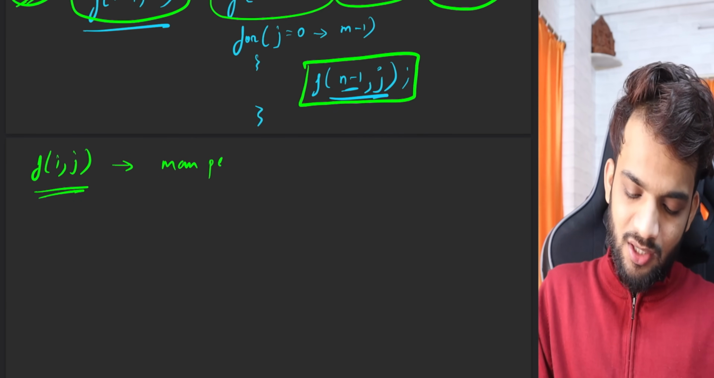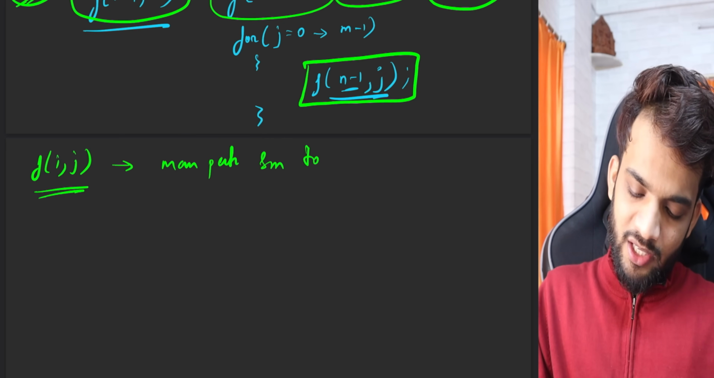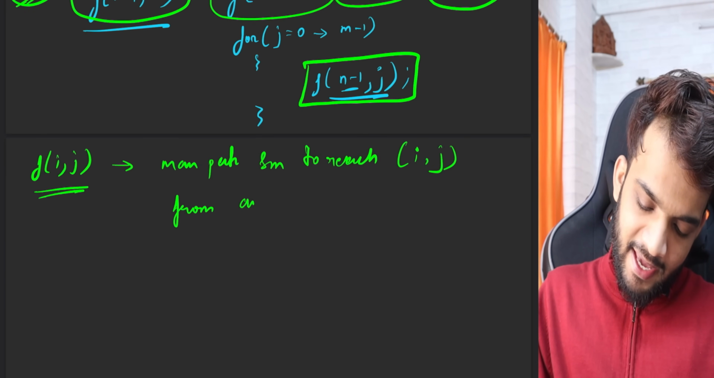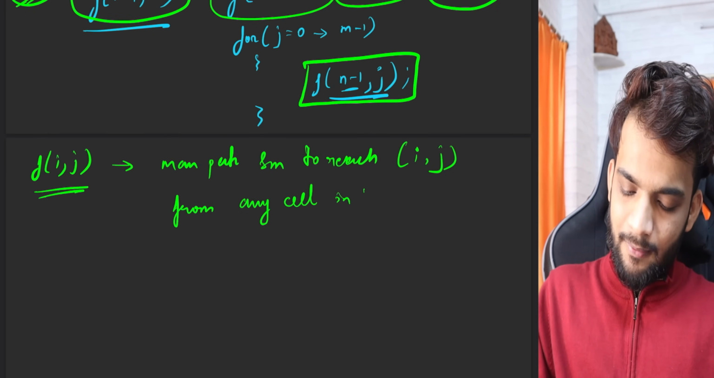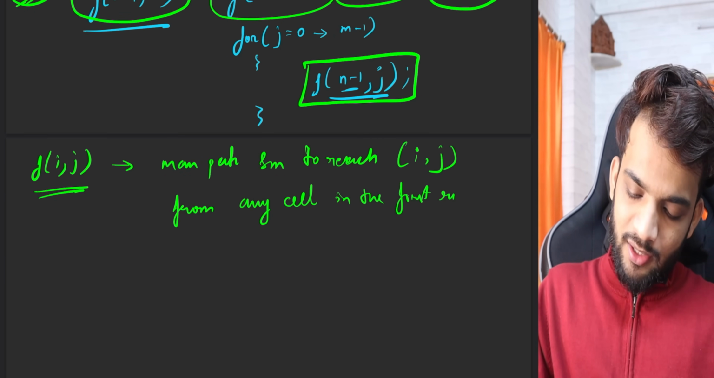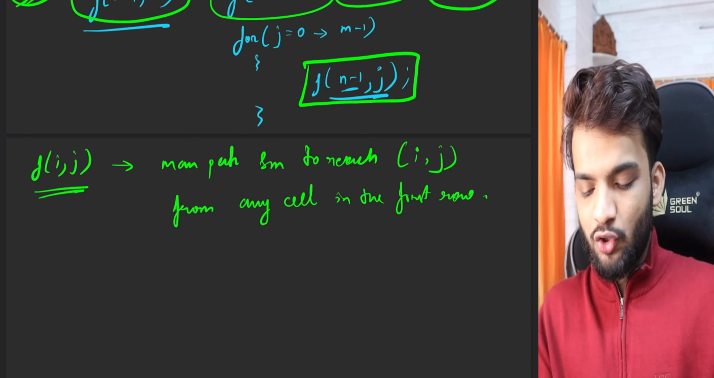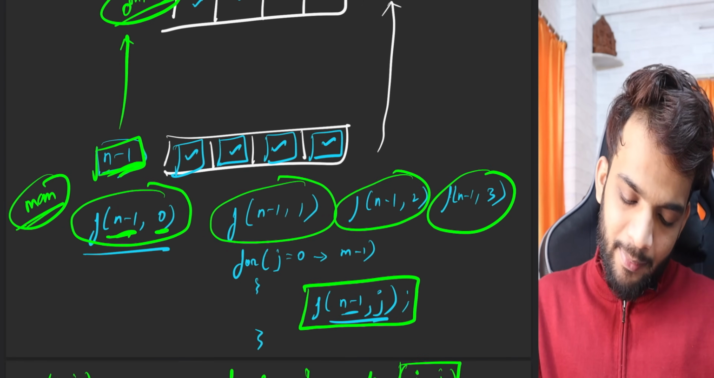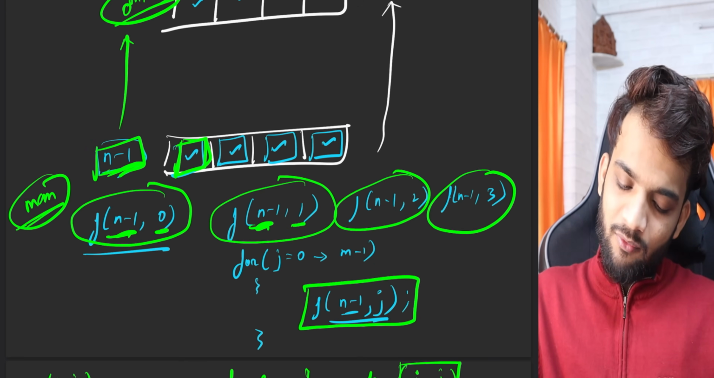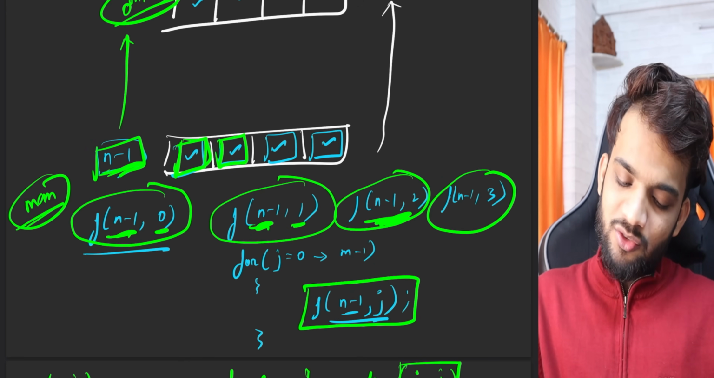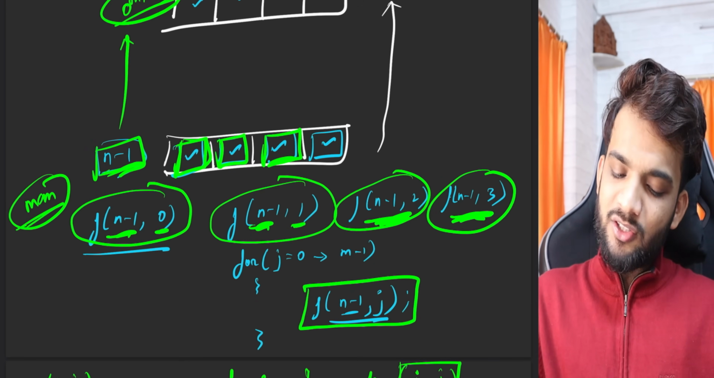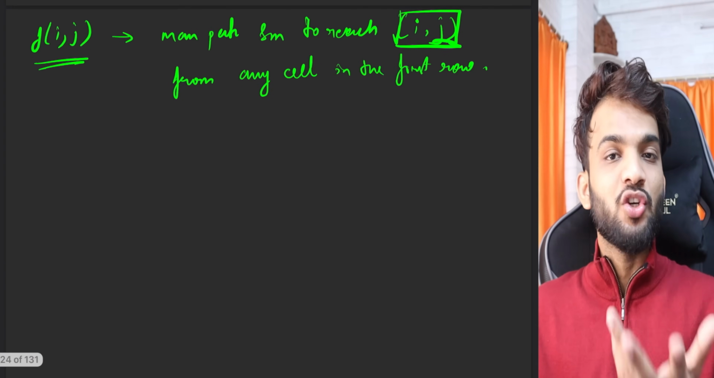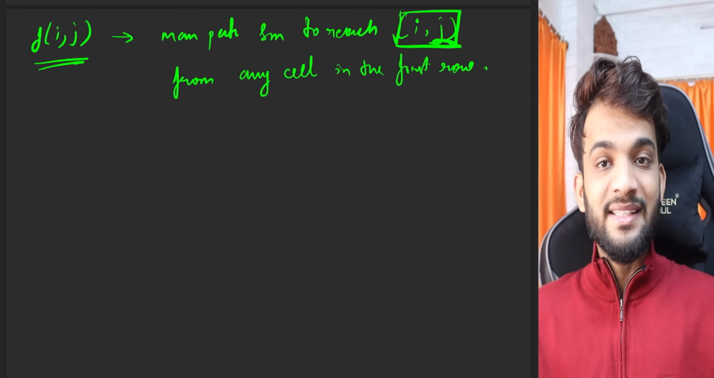The maximum path sum to reach i, j from any cell in the first row. It will automatically take a cell from the first row, but it will make sure that it reaches i, j. So whenever I say n minus 1, 0, I'm making sure it reaches here. Whenever I say n minus 1, 1, I'm making sure it reaches here. Same for n minus 1, 2 and n minus 1, 3. Got this? So the maximum path sum to reach i, j from any cell in the first row is what I'm looking for.